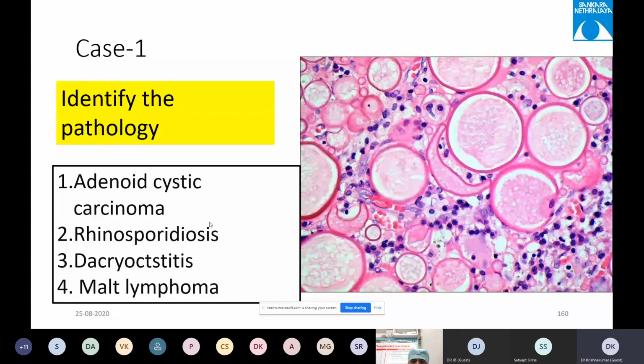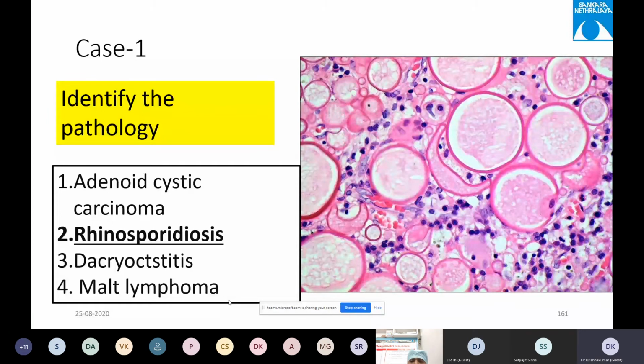What is this? It looks very scary, multiple round structures like UFOs looking at you. Is this a tumor? Is it rhinosporidiosis? Is it dacryocystitis or lymphoma? My God, what is this? This is rhinosporidiosis. Rhinosporidiosis of the lacrimal sac.